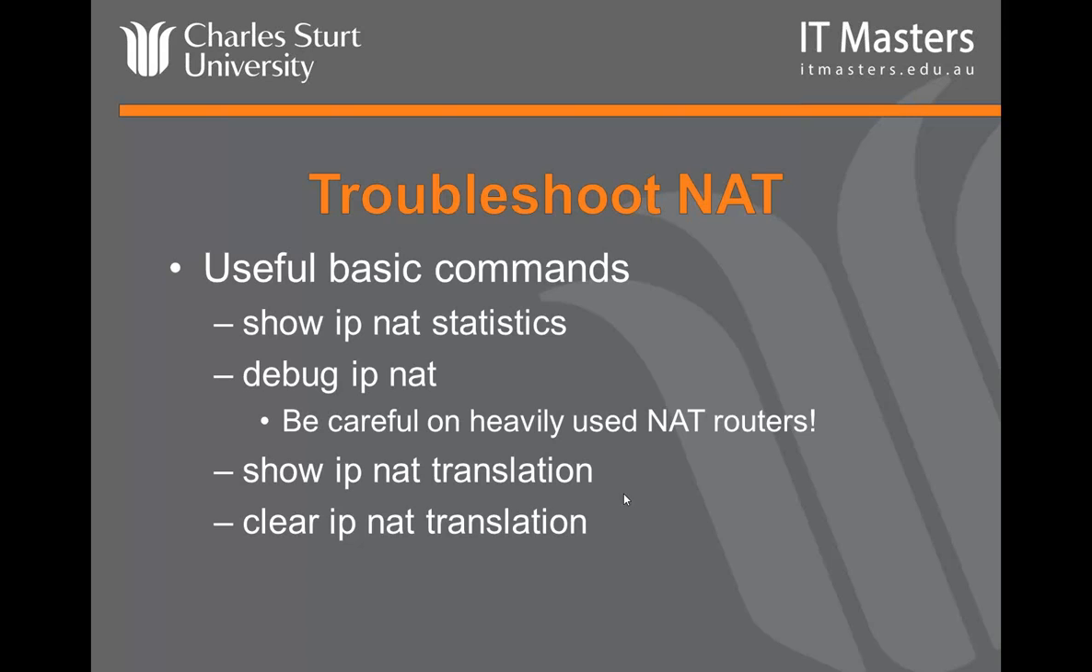You can also clear them. The clear ip nat translation command will clear all those translations out, which can be useful sometimes if things get hung up, or you change a static translation, for instance, and it's not working straight away. It could be because your NAT translation is still using the old static NAT one. Clear the translation table or reboot the router if you wanted to, and away to go.